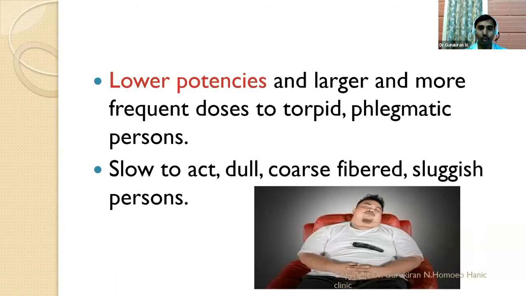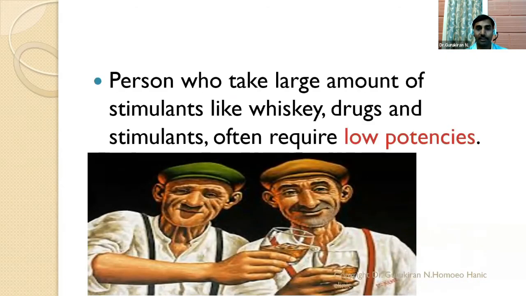Slow to act, dull, coarse fibered, sluggish persons. It is best to start with the lower potencies, like 30 potency. And persons who take large amounts of stimulants, like whiskey, drugs, and stimulants often require low potencies. Why, is the question. Because as we all know, alcohol is a stimulant, and they consume it every day. So the vital force is stimulated many times. In that case, higher potencies should not be prescribed at the earliest. We should start with the lower potencies.